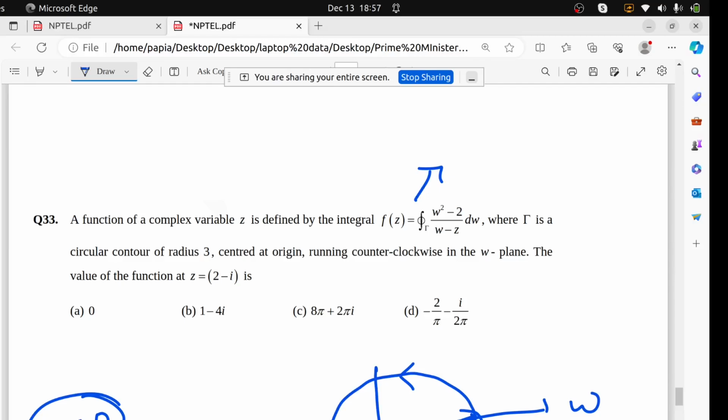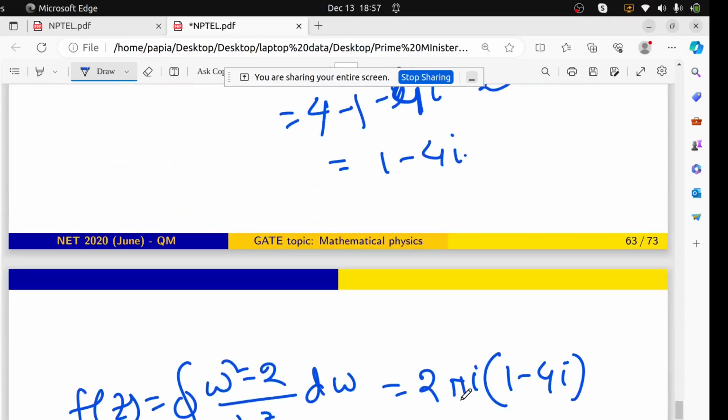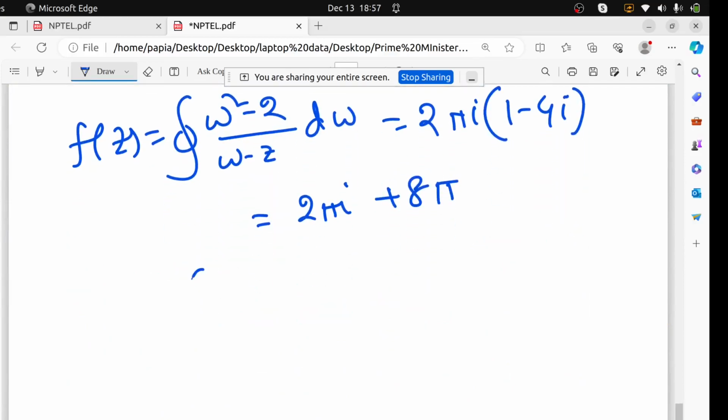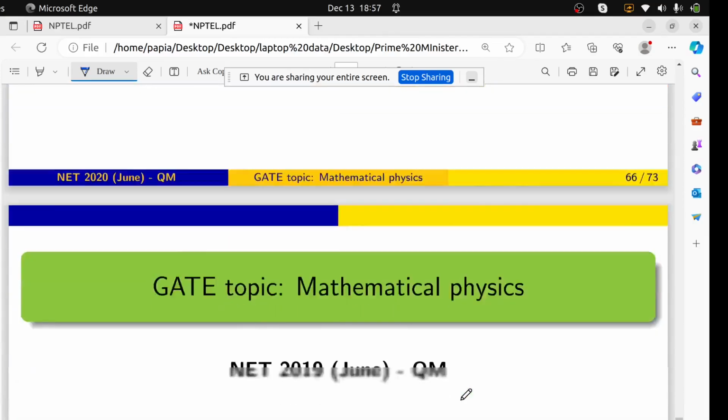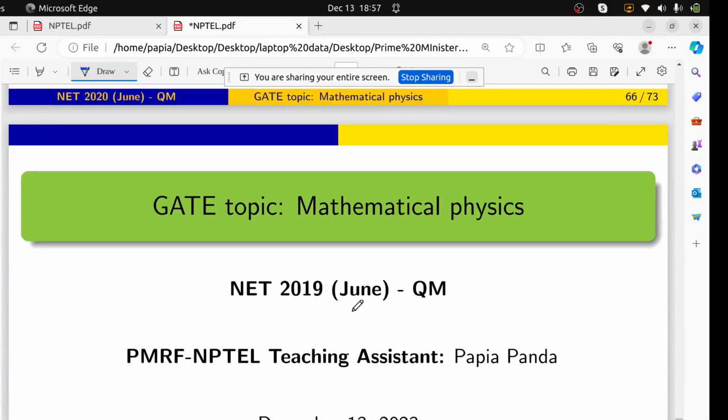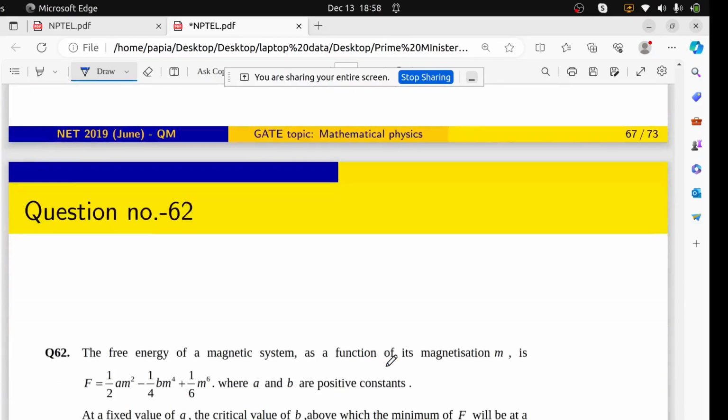Is it fine? I hope so. Okay, so the option will be C. We have to multiply that one with 2 pi. Okay, then we can go to the next question, June 2019.